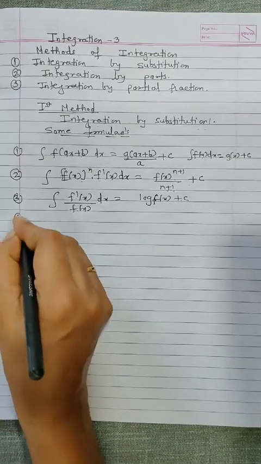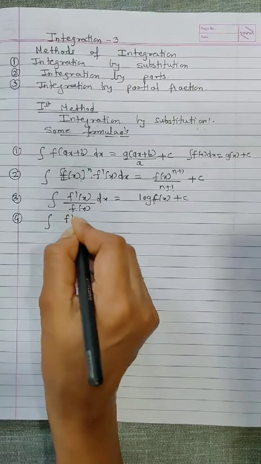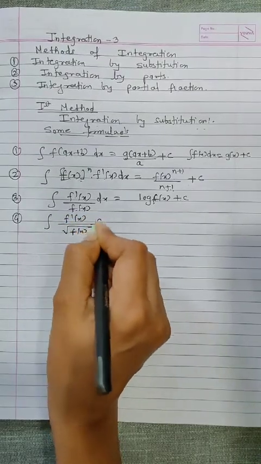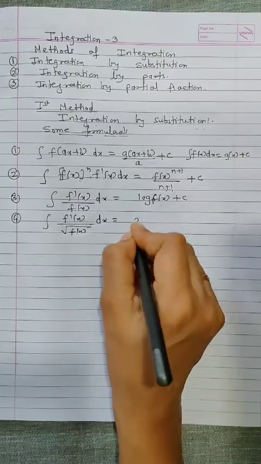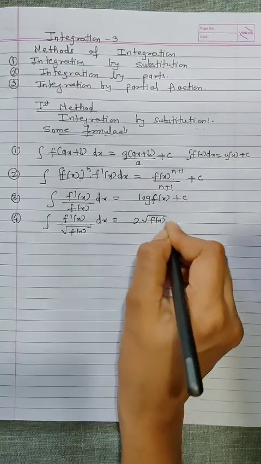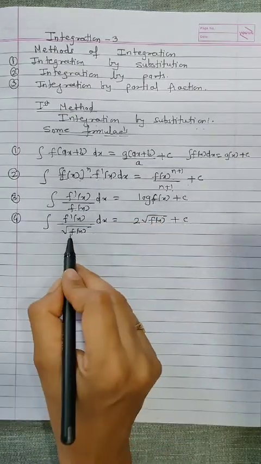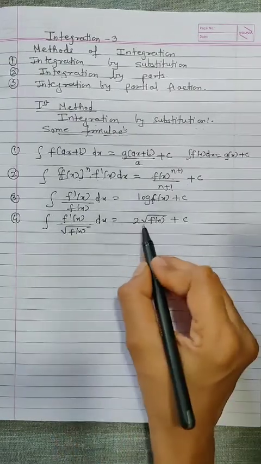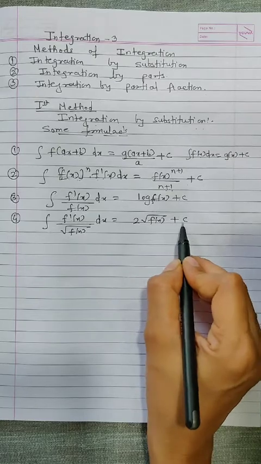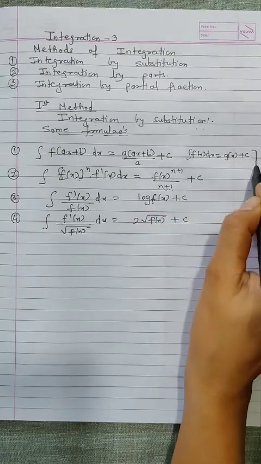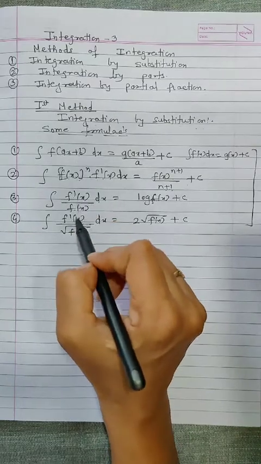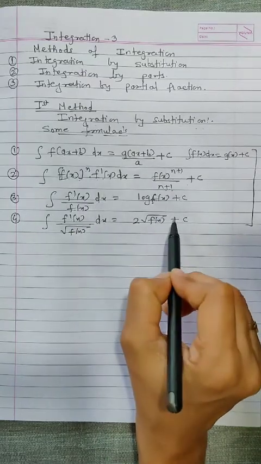The fourth formula is integration f dash of x upon under root f of x dx, and it is equal to 2 under root f of x plus c. Here we have under root term and its derivative is present in the numerator, so its integration will be 2 under root f of x plus c. So students, these four formulas are very important. Okay, whenever this type of terms occur, directly you have to take the integration.